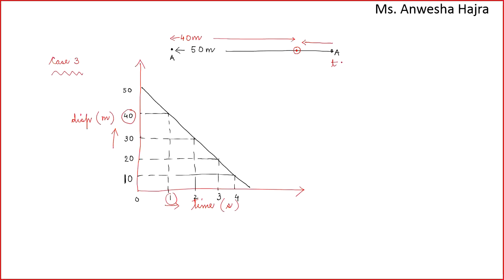This is at t equal to 0, it is here. T equal to 1, it is here. At t equal to 2 seconds, its displacement is 30. That means it has further come over here. This displacement is 30 at t equal to 2 seconds. So it is further coming back.